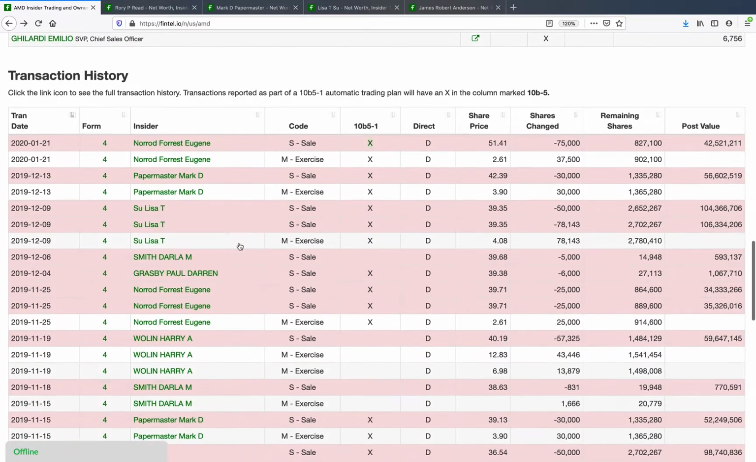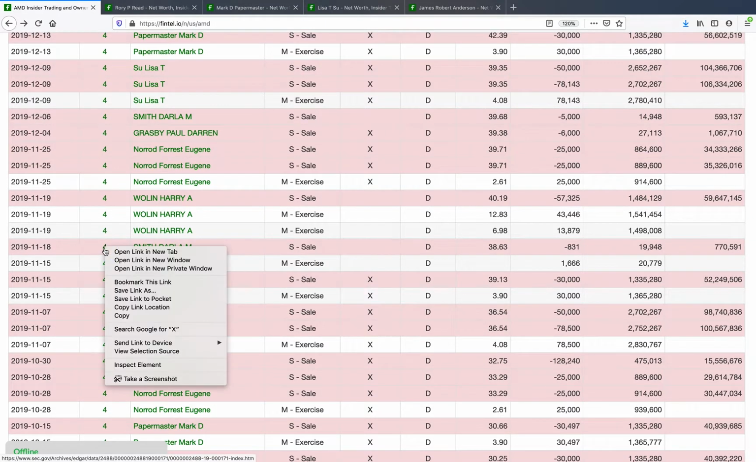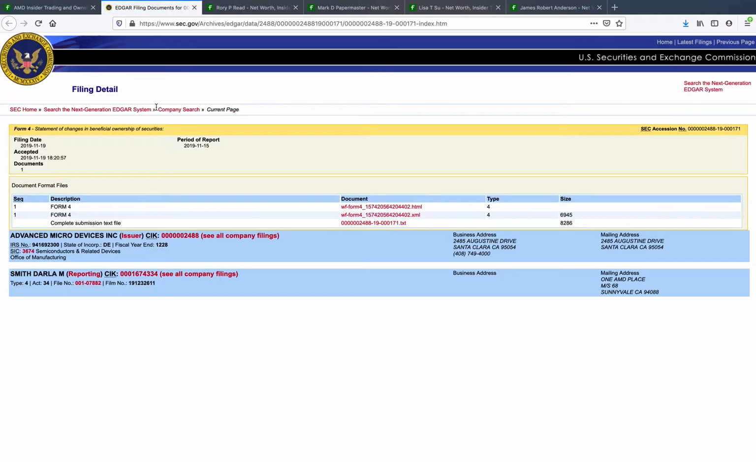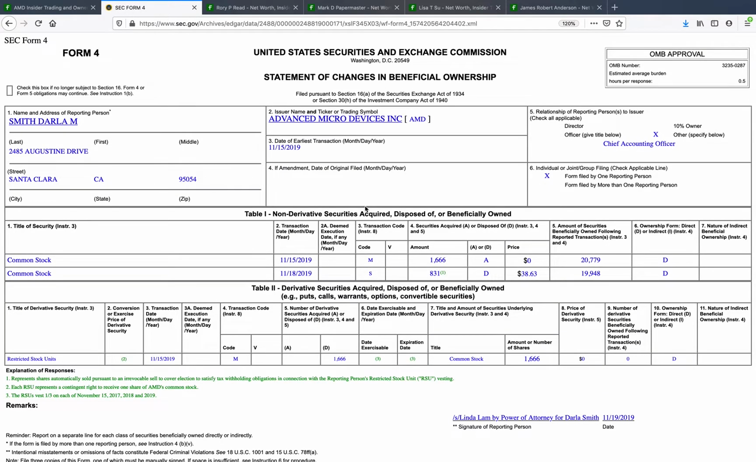But first of all, I want to show you what a Form 4 looks like. So I'm going to click on the form here, open it up, and we go to the SEC page, and we look at this form here. There's a lot of information in here, and I'm going to try to unpack it. We can see her name here. We can see the issuer is AMD and the trading symbol. She's the chief accounting officer. But here's the information that's interesting.